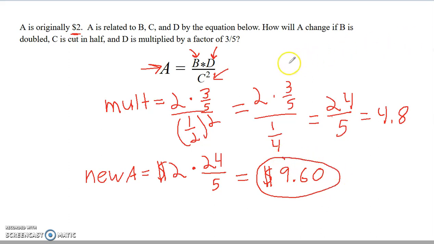So that's the idea. Again, it's a very similar thing that's happening. A is originally some value, it's related to all of these other variables, some stuff changes, what happens to A? In this case, A was originally $2 and then a bunch of stuff happened and now it's $9.60. So that's the idea with proportionality. Make sure you have the notes, make sure you have this problem down, and that's it for now.